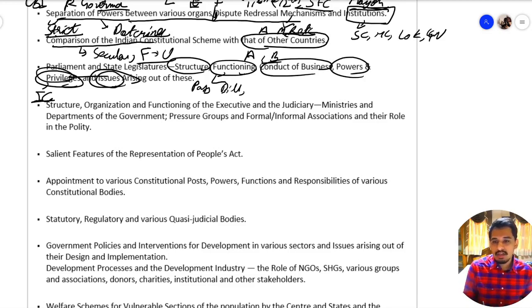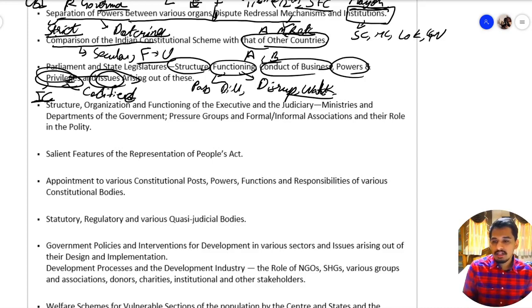the issues with this. See, for functioning, one of the issues is that there have been frequent disruptions. Then there have been walkouts. So this affects the functioning of parliament. Similarly, for privileges, these privileges have not been codified.